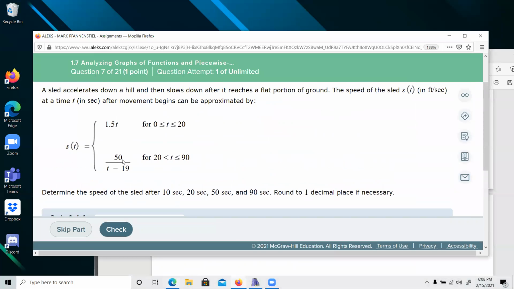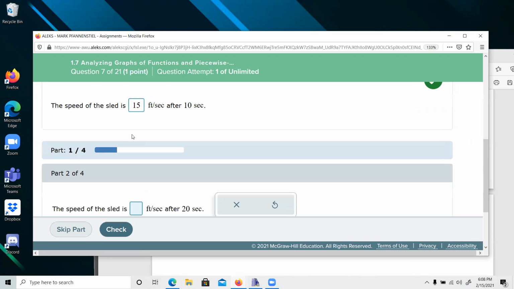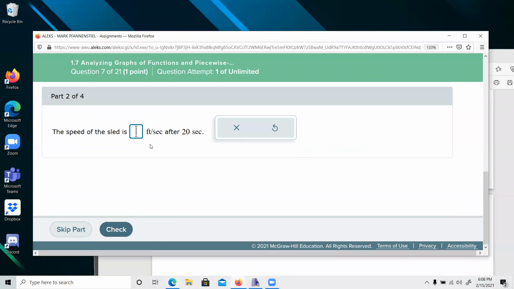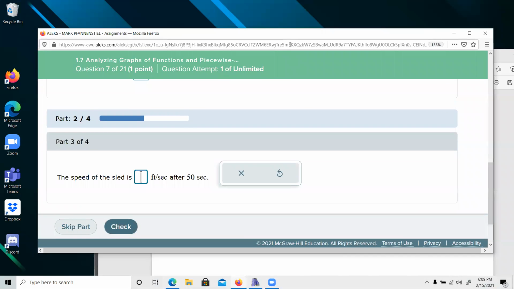So after 10 seconds, what are we doing? We're moving 15 feet per second here. All right, 20 seconds. Now we're moving 30 feet per second, right? Because 20 seconds times 1.5 is going to be 30. All right, let's find out. Let's go with 30 over 31. Oops. How come I can't write down a fraction?